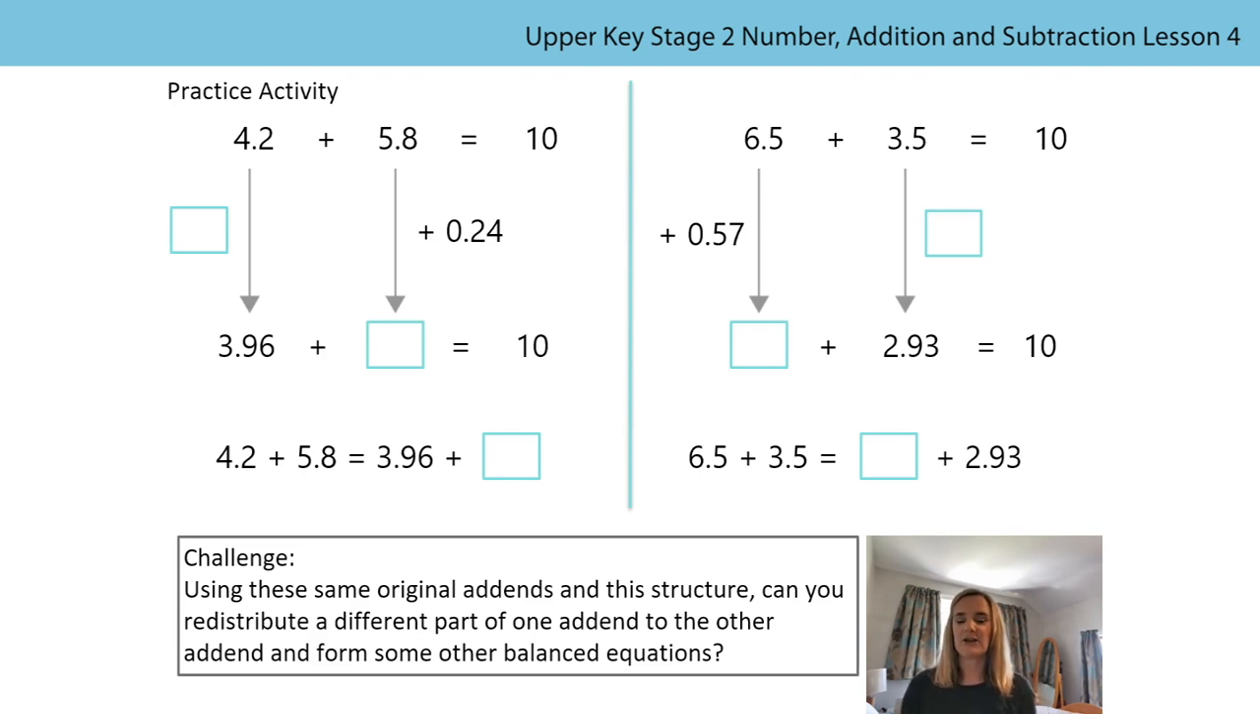And then your challenge down here, it says to use the same original addends. That means use your original 4.2 add 5.8, or use your original 6.5 add 3.5, and then redistribute them differently. So instead of, if we're on this one, instead of increasing one by 0.24 and the other decreasing by 0.24, choose your own increases or decreases. Try and make them as challenging as you like, okay? So some of you might want to make them really, really hard. Others might just want to explore those numbers and find some new balanced equations.